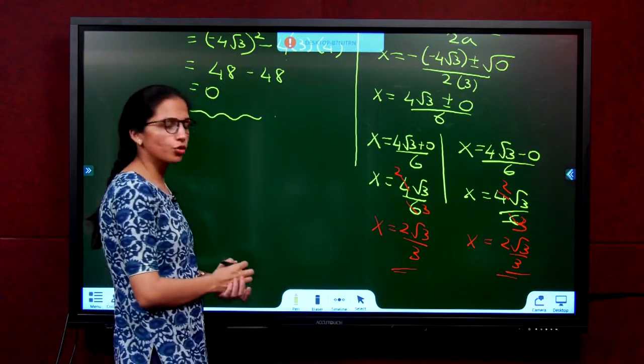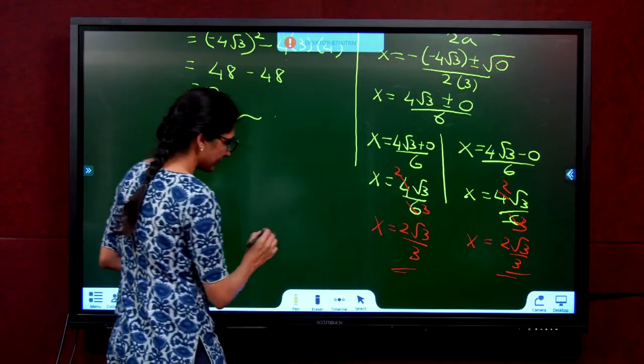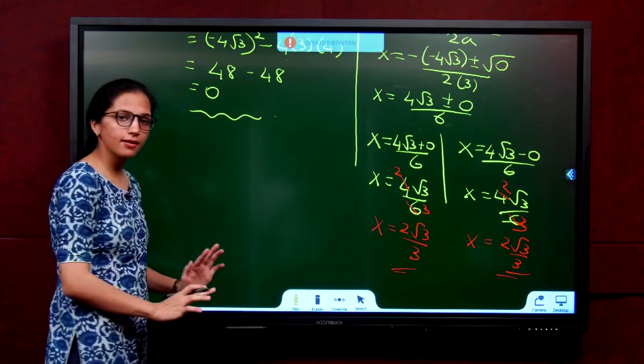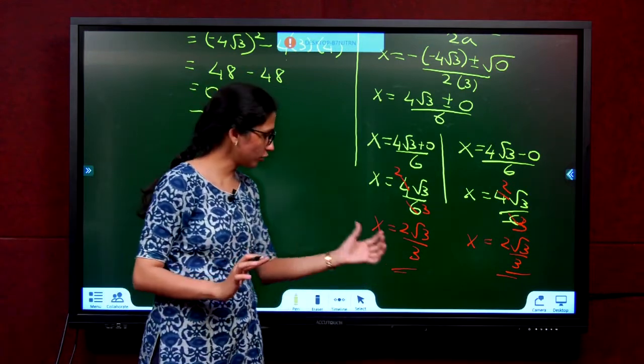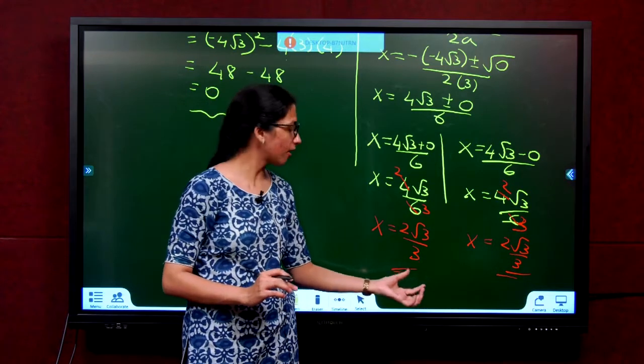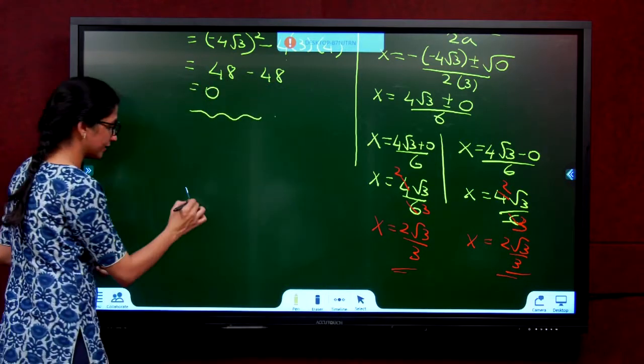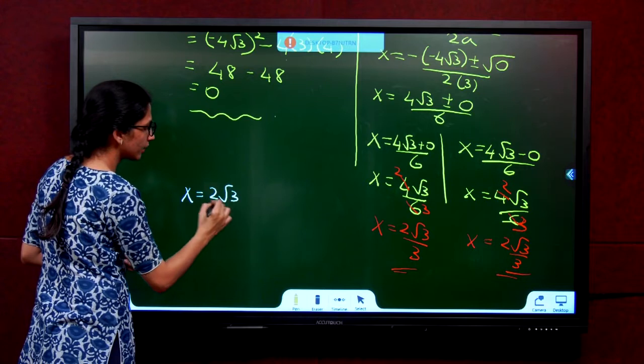Sometimes in some books you will see they do it like this. This is only if you want. This is the correct answer. You should never keep a root in the denominator. It is not a good practice to keep a root in the denominator, but in some textbooks you will still find this answer. 2√3 by 3.